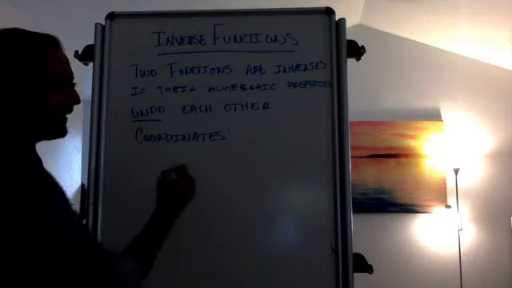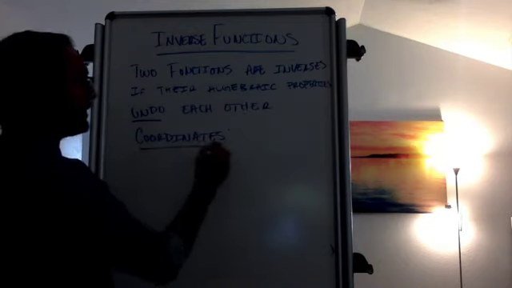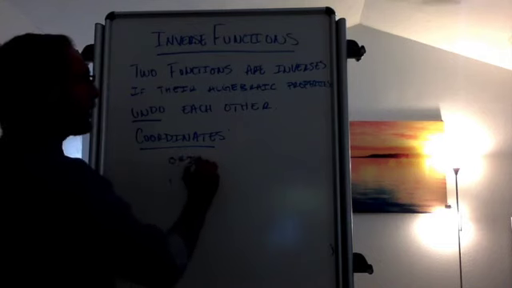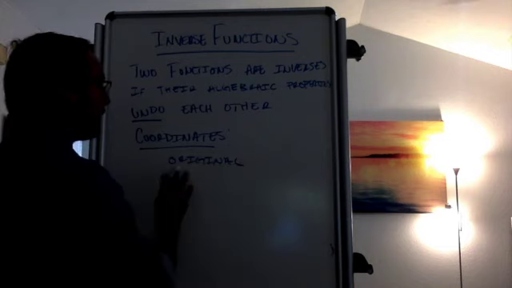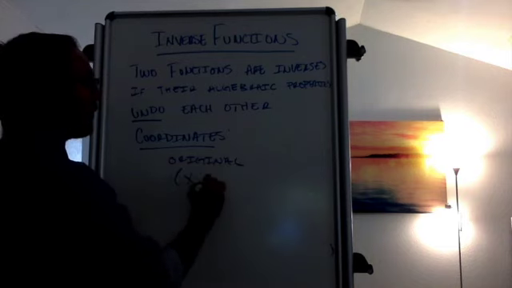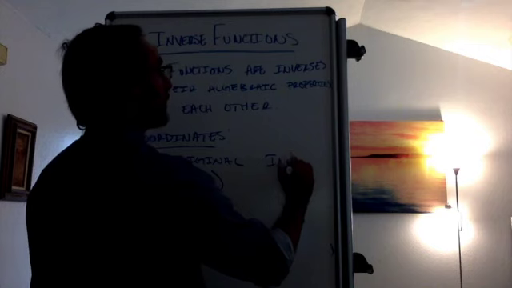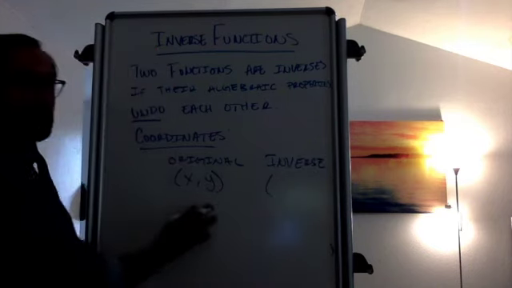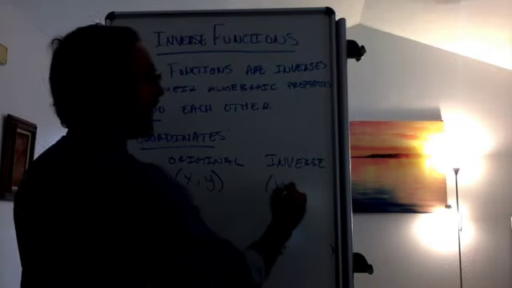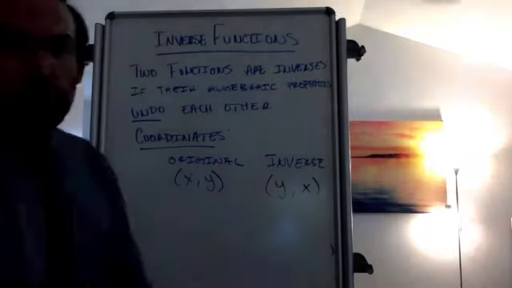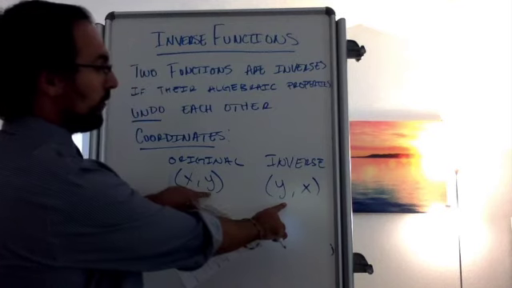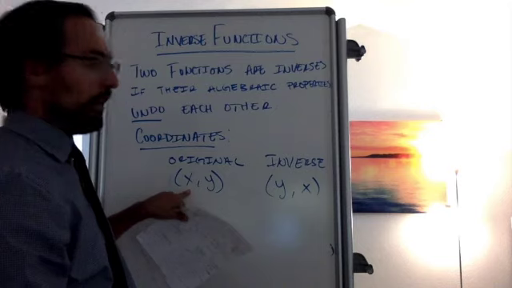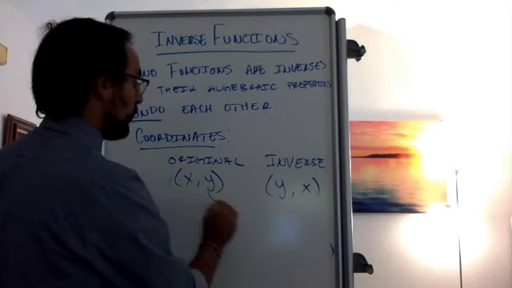In this case, when we look at inverses and coordinate points, let's say this is the original coordinate point, some random coordinate point x comma y. Then the inverse coordinate point will invert those two values. So x comma y becomes y comma x, where my new x value is the y value of the original, and my new y value is the x value of the original. So they are swapping places.